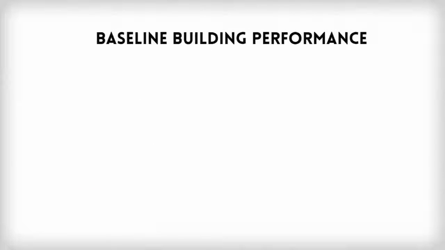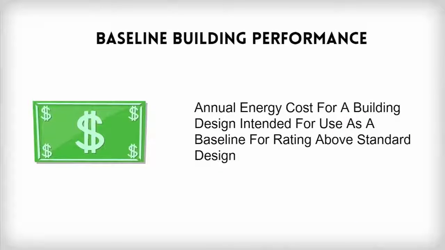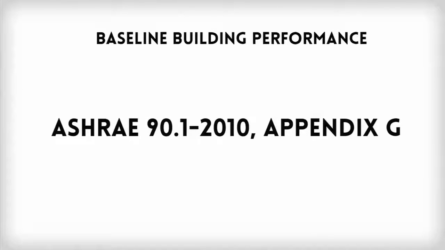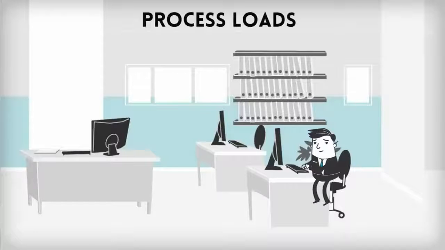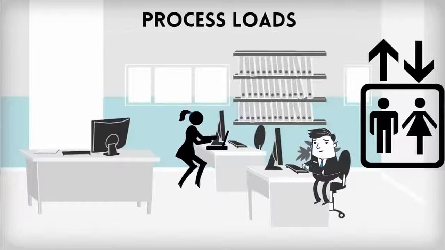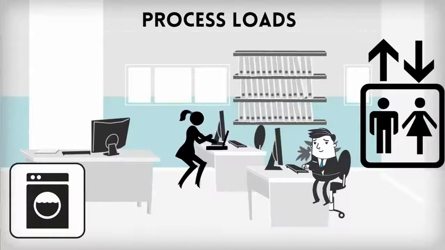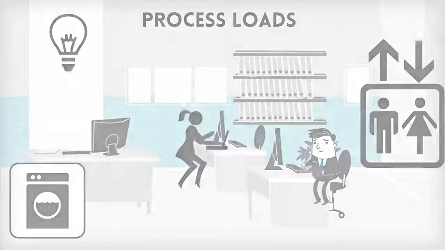And here we see the formal definition of baseline is the annual energy cost, again we see cost, for a building design intended for use as a baseline for rating above standard design, as defined in ASHRAE 90.1 2010 Appendix G. Here we defined a special type of system within a building called process loads. Now this includes office and miscellaneous equipment, computers, elevators and escalators, kitchen cooking and refrigeration, laundry, washing and drying, and any lighting that happens to be exempt from the lighting power allowance.